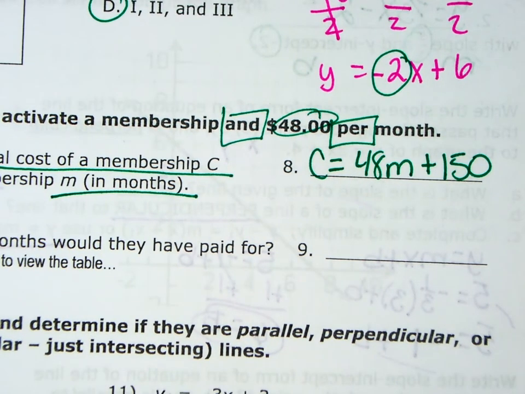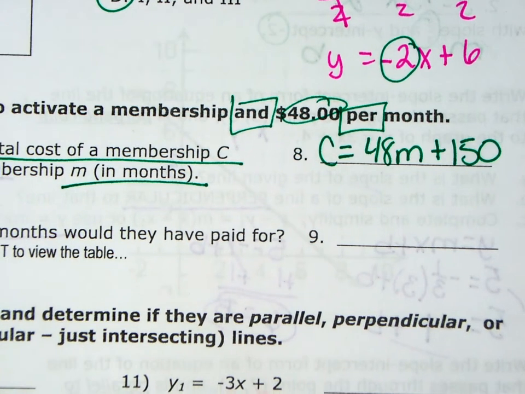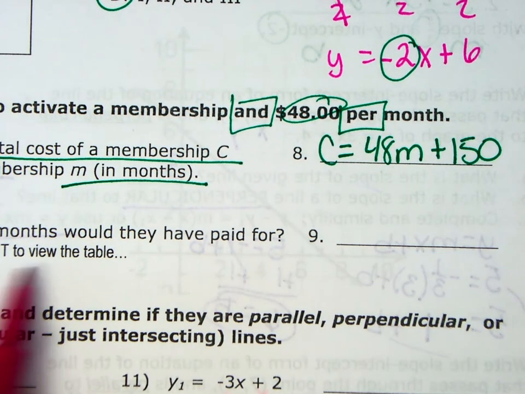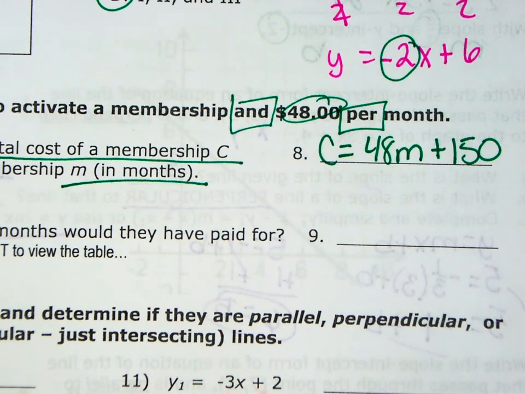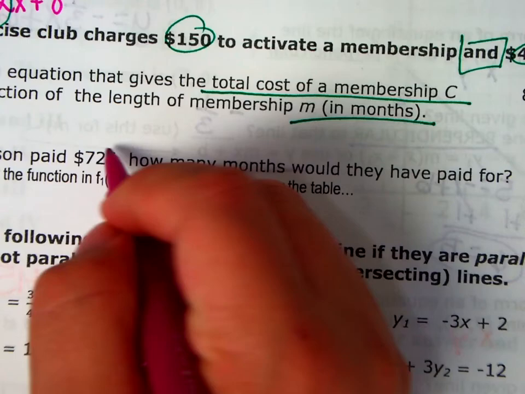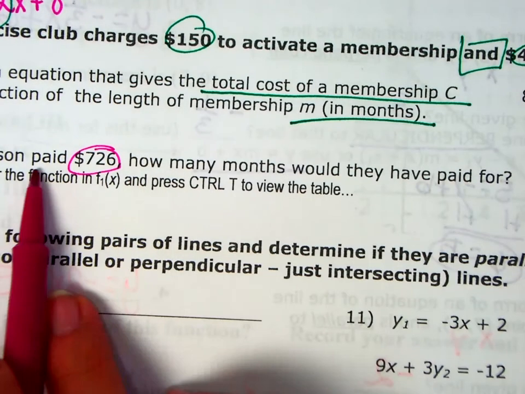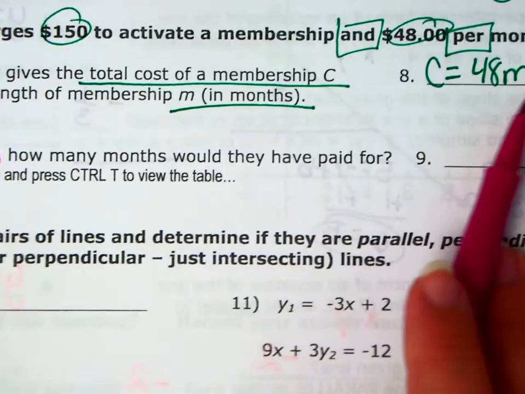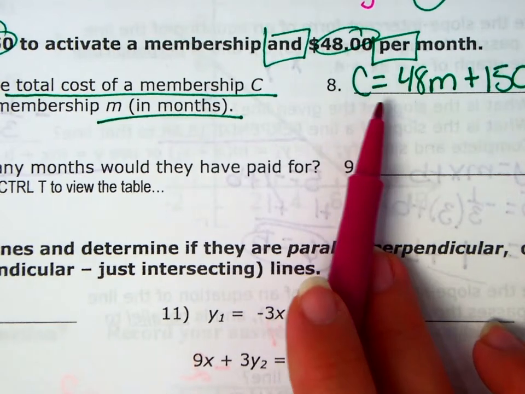Now, if a person paid $726, how many months would it take? Well, I'm just going to show you mathematically how to do it instead of on the calculator, because that's going to get confusing real fast. So, 726, how much they paid. Is that going to be M or C? C.